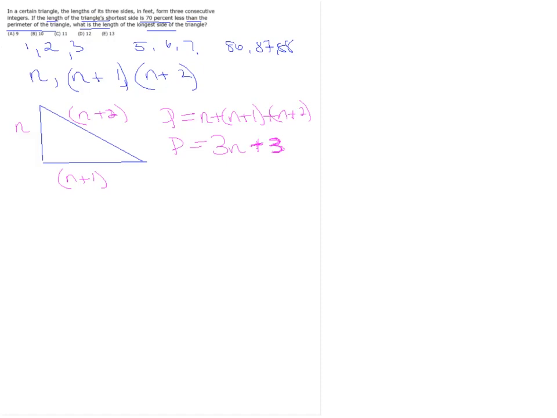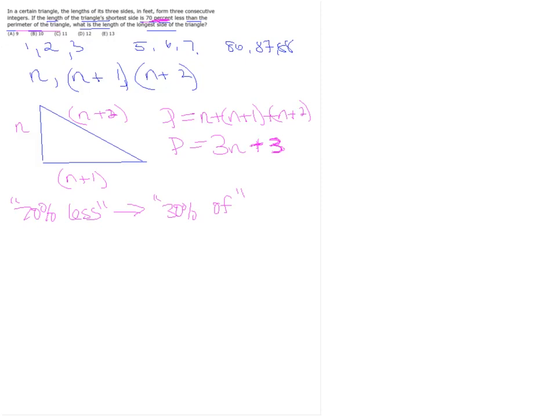So what it says is the shortest side is 70% less than the perimeter. Anytime we know that something is 70% less, it's really helpful to say to ourselves that means it's 30% of. So if you're 70% less, you're 30% of. Say you save $100. If you lose 70% of that, you have 30% left.